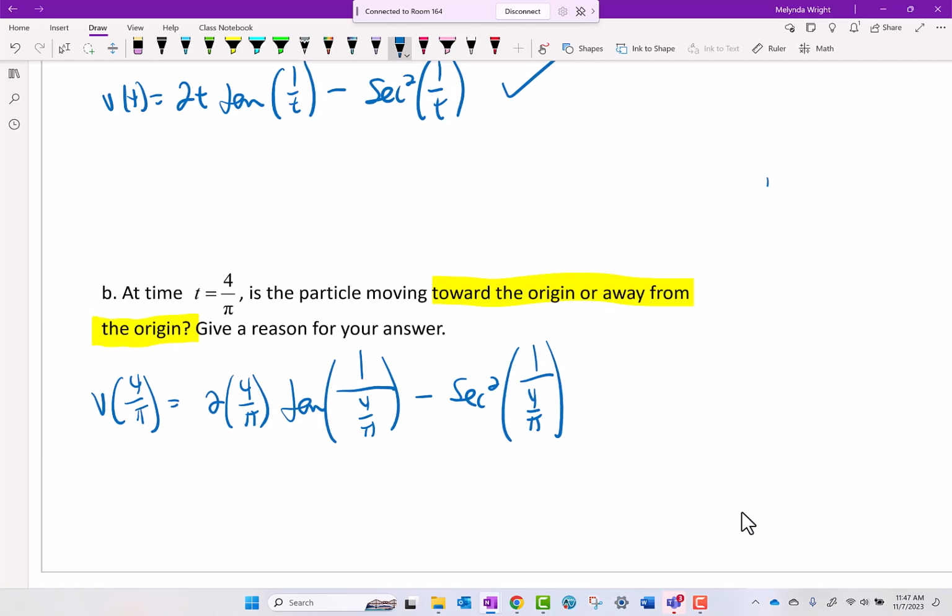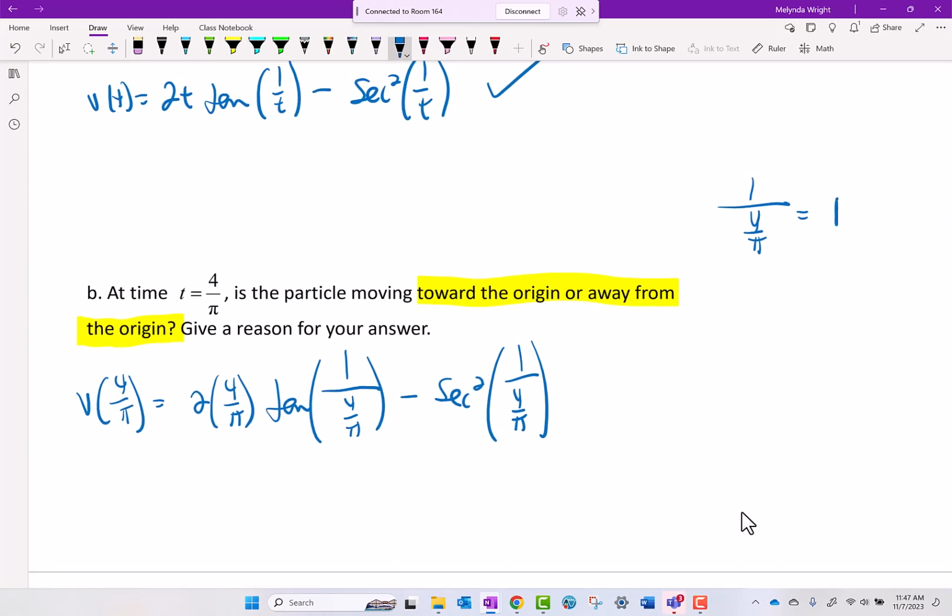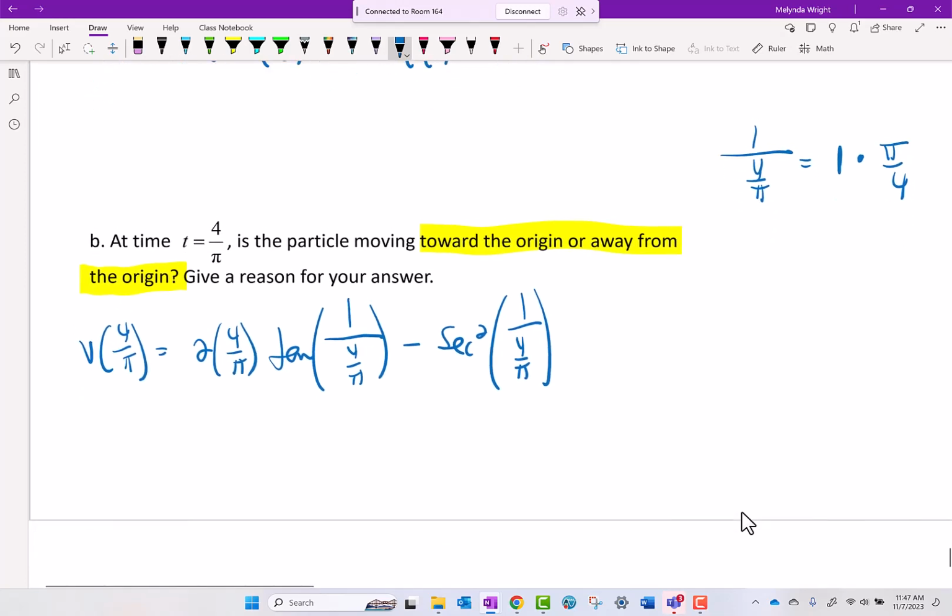I'm going to go out here to the side. 1 over 4 over pi. We're going to keep, change, flip, right? We keep the top, change division to multiplication, flip the bottom. So 1 over 4 over pi is actually pi over 4. Are we comfortable with that? Okay, that's what that is. So let's keep working through this.